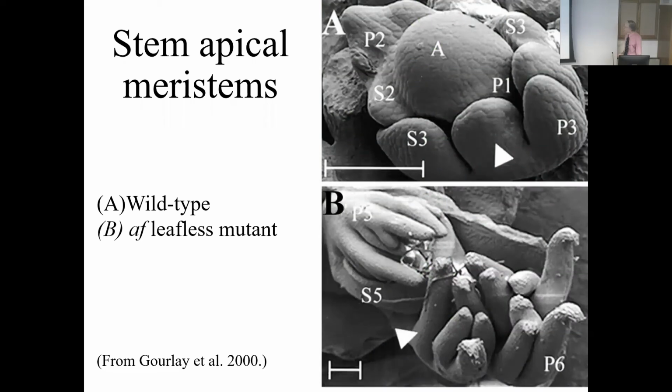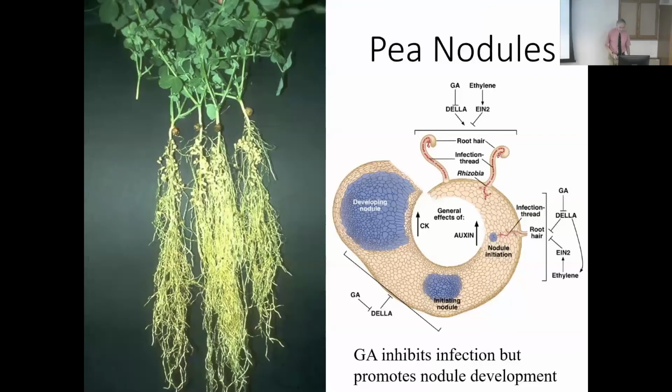Here's what it looks like under the scanning electron microscope. These are from Noel Ellis and his lab. It's not quite the same magnification, but this is sort of a wild type, just as an example. And here's one where the leaflets are being turned into tendrils. So you can see the young tendrils sort of coming up at the end of the stem.